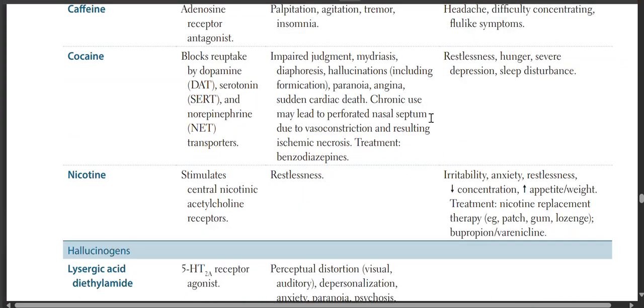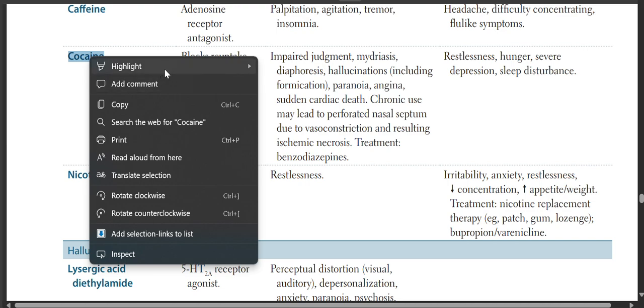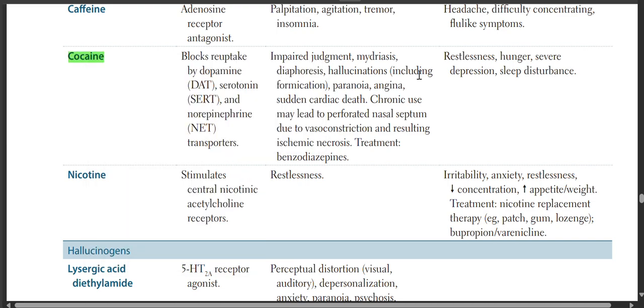Cocaine is a stimulant medication, and because it's a stimulant, it would do all the things which the stimulant medications do. It will cause tachycardia. Along with tachycardia, it will cause suppression of hunger. It will cause restlessness, and that is the majority of what these stimulant medications do as a general class.